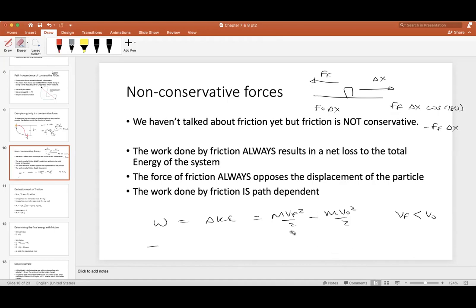Imagine you're trying to get your car to stop. You're stopping it in a straight line with friction, or you're weaving and trying to make the path as long as possible. The longer the path, the more friction is able to do work, the more negative work is done, the more energy is removed from the system. Friction is path dependent, okay?